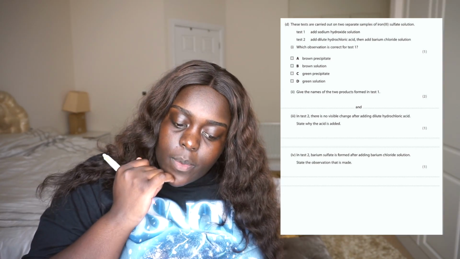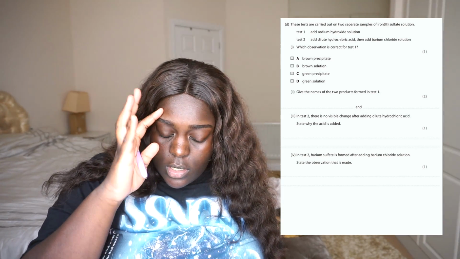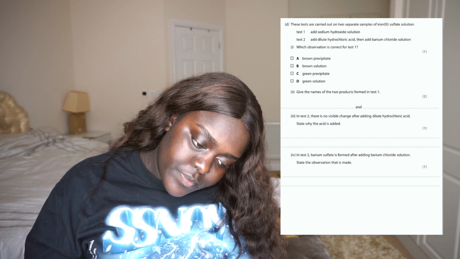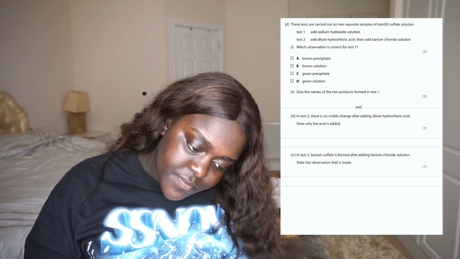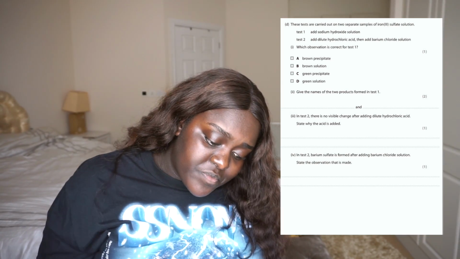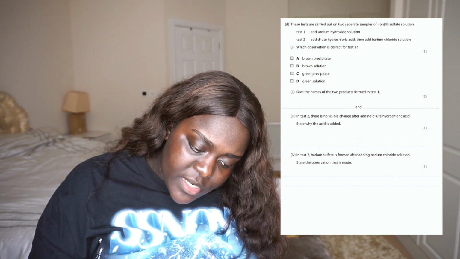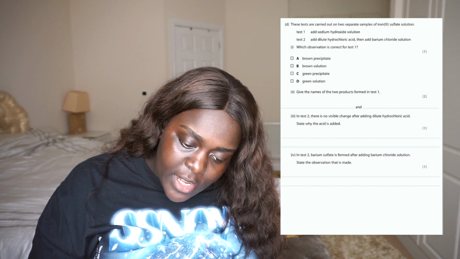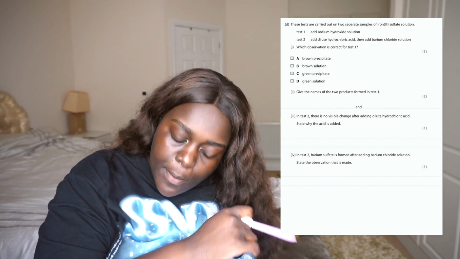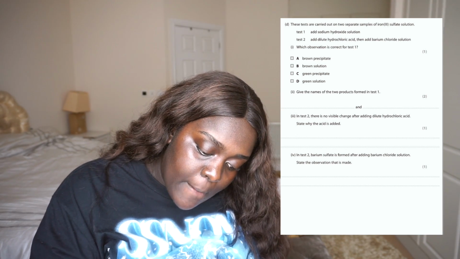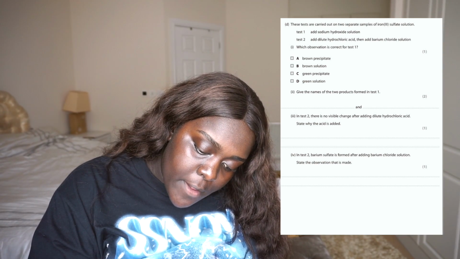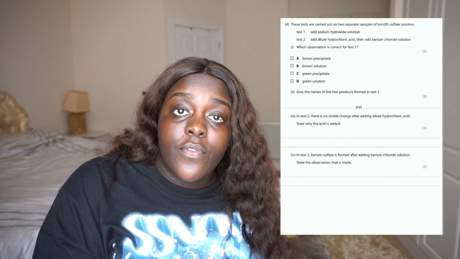Tests are carried out on 2 separate samples of iron 2 sulfate solution. Which observation is correct? It's always brown precipitate, so I'm gonna go A. That's always the answer. Name the 2 products formed in test 1. So test 1 is adding sodium hydroxide to iron sulfate. So I'm gonna swap the products. I'm gonna go iron hydroxide and sodium sulfate.